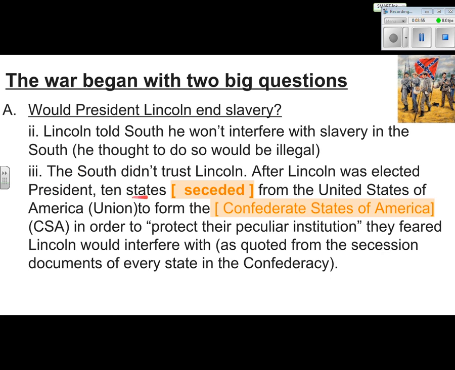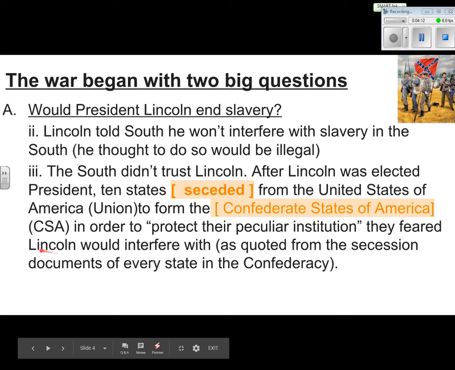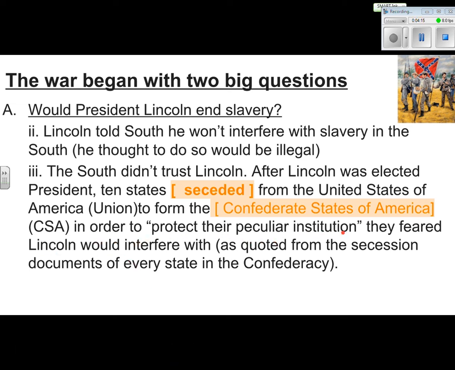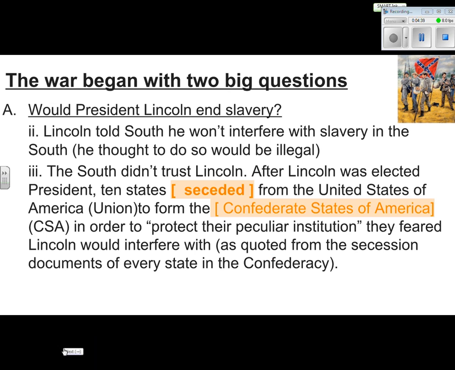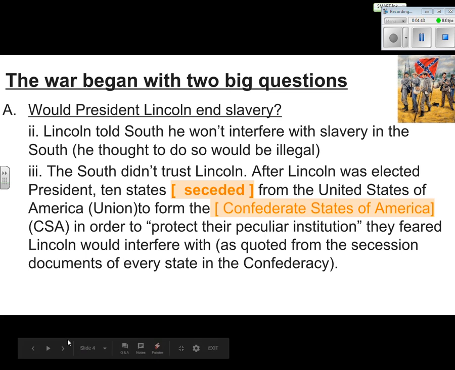After Lincoln was elected, these 10 states, and then later 11, seceded from the United States of America to form the Confederate States of America in order to protect their peculiar institution, which we listened to in that clip from the colonel, who is the historian at West Point. We are leaving in order to protect our peculiar institution, which they said was slavery. That we have this unique thing, this special thing called slavery, and we are going to start our own country in order to protect it. They feared that Lincoln would interfere with it. So that's why every single state that left to form the Confederate States of America cited slavery in their document that said they were leaving. So the idea that the South didn't start fighting because of slavery, that's just false.